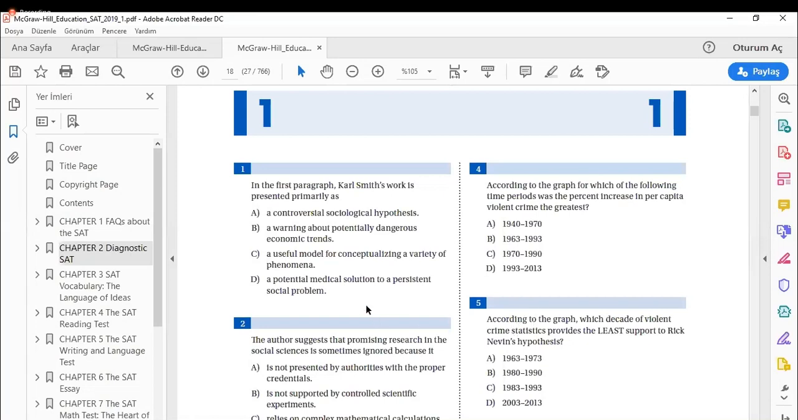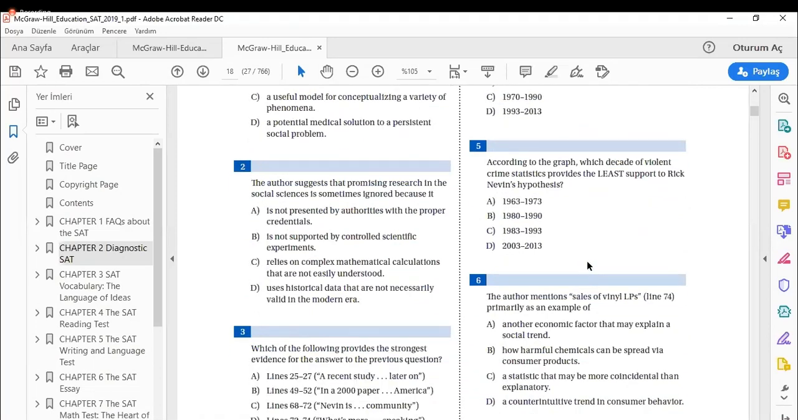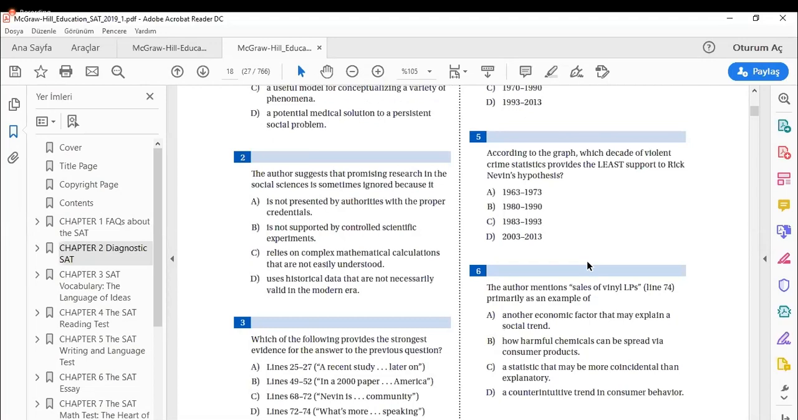Yes, Eray. Again, which decade of violent crime statistics provides the least support for Rick Nevin's hypothesis? Okay. So probably D, because it's lower and doesn't really show anything according to lead. Or maybe something that's not within the graph would be the best solution, but because that's a drop, because there's a difference between the lead and the violent crime, so it has to be 2003 to 2013. Exactly. Yeah, that's right. In the passage it stated that as lead exposure decreased recently, it shows us that there is no increase in crime rates.